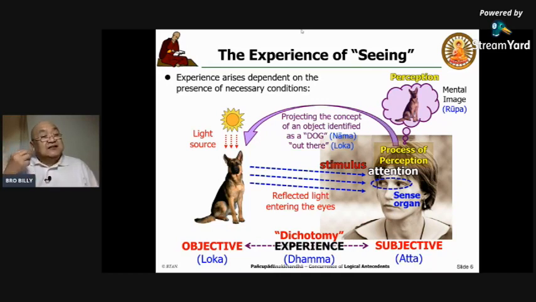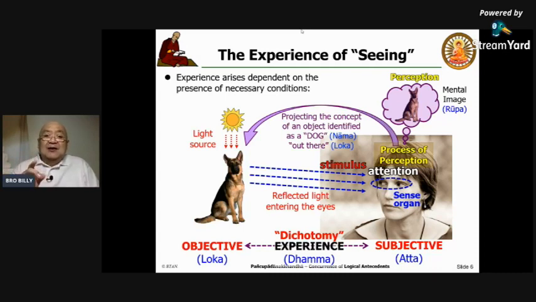Now, this is created by the mind. Self does not exist. It is actually the mind that has broken the experience into two parts. One is the object out there, and the other one is the subject in here. Subject in here is the self. So what is out there is the world, the loka. What is in here is the self, the atta. So that is what the mind has done. It's broken that experience into two parts.